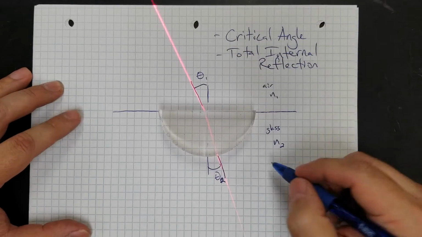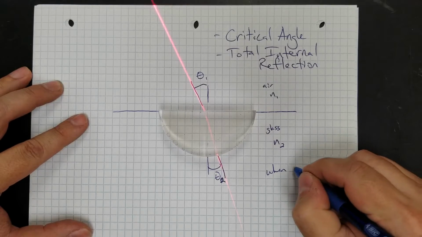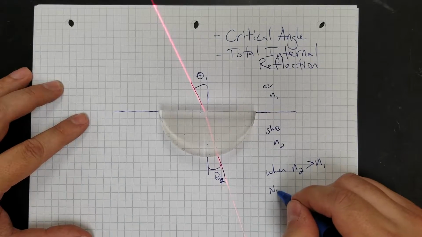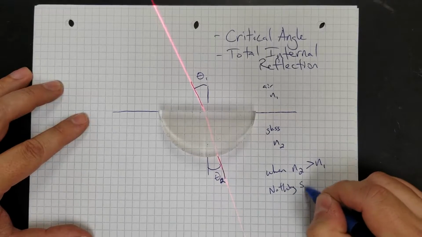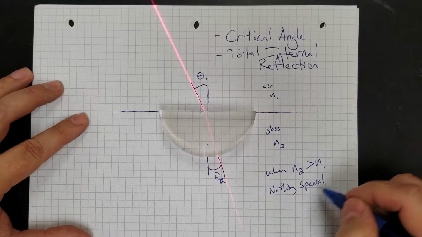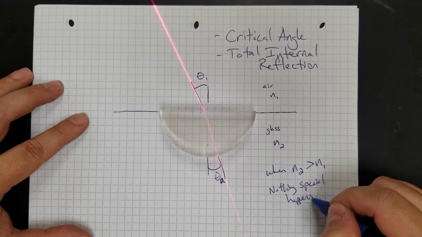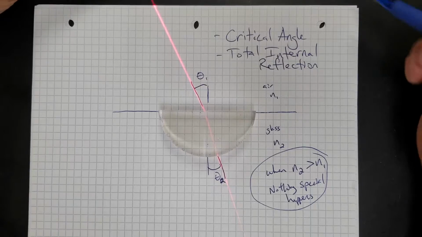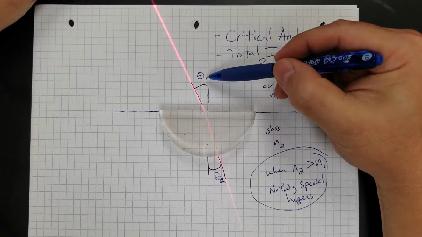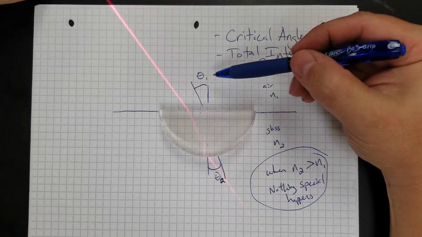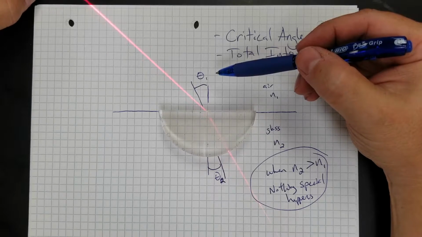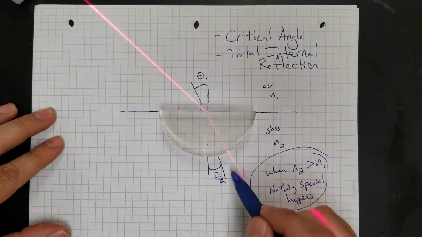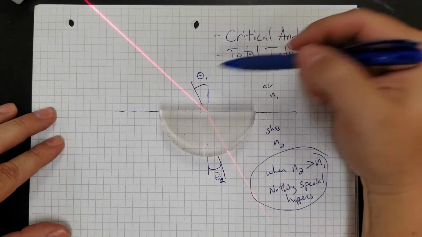So when n2 is greater than n1, nothing special happens. I'll show you what I mean by this. Watch: if I make this angle, theta 1, bigger, see how I'm making the angle of incidence larger? The angle of refraction got larger too, but it didn't get as large as this one.